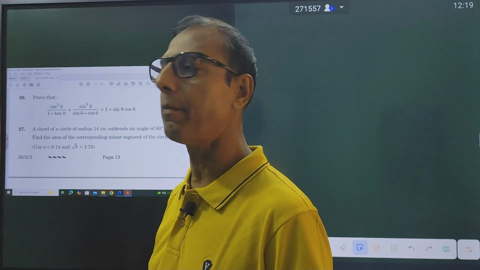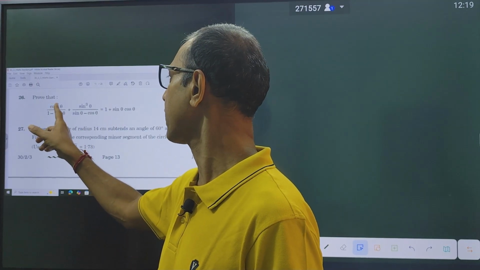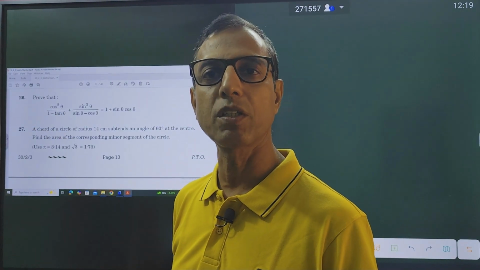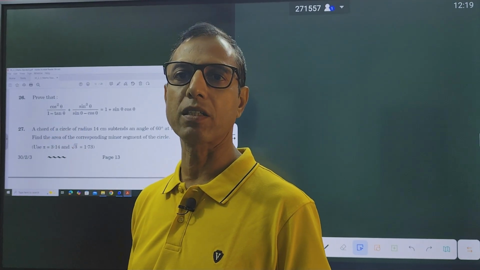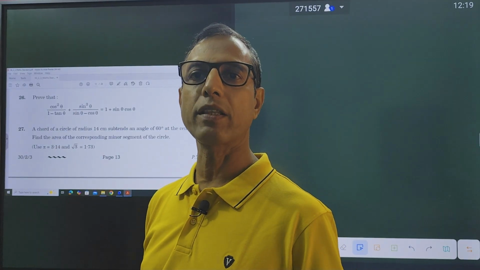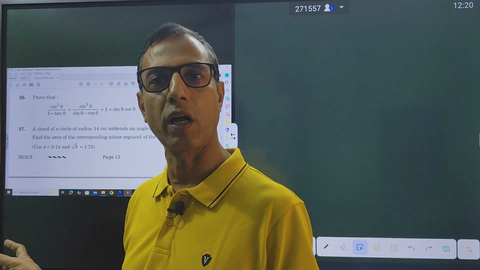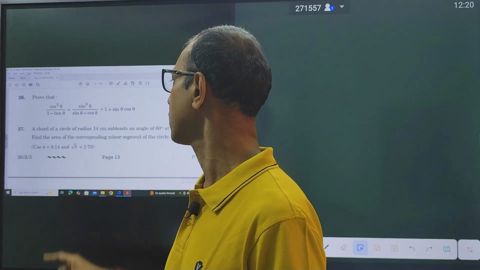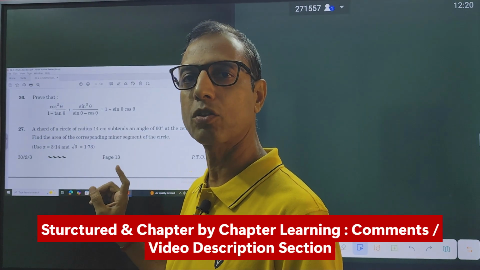So your denominator is the same in both cases, sin theta minus cos theta. If you subtract, the numerator will be sin cube theta minus cos cube theta, denominator sin theta minus cos theta. Sin cube theta minus cos cube theta means a cube minus b cube. So what will be the formula? a minus b into a square plus ab plus b square. So sin theta minus cos theta into sin square theta plus sin theta cos theta plus cos square theta. Sin square theta plus cos square theta equals 1. So the numerator will be sin theta minus cos theta into 1 plus sin theta cos theta. So sin theta minus cos theta will be cancelled, numerator and denominator being the same.